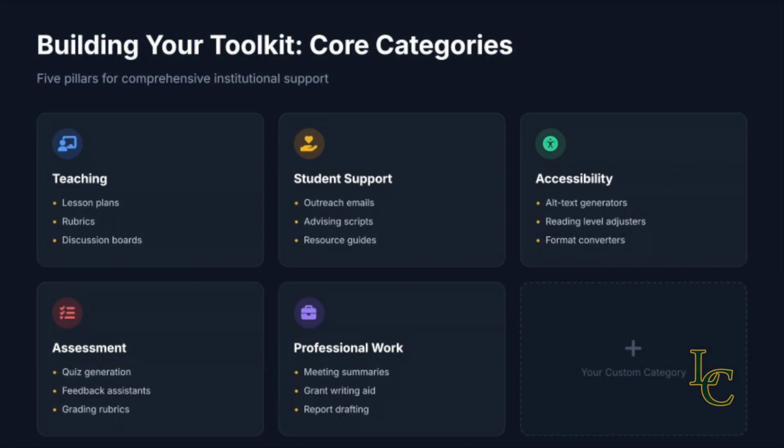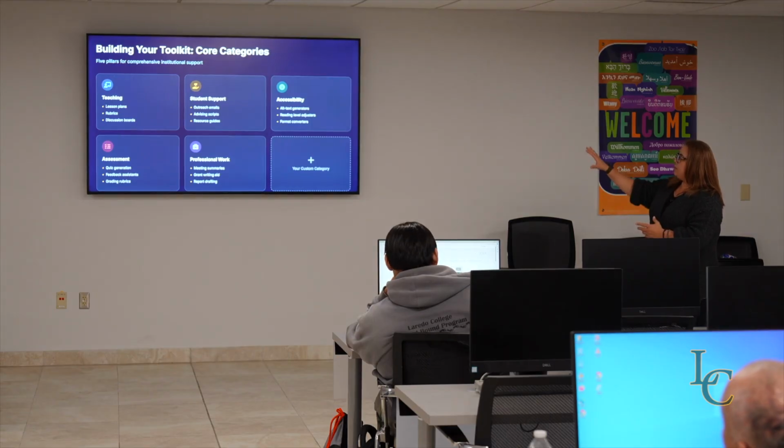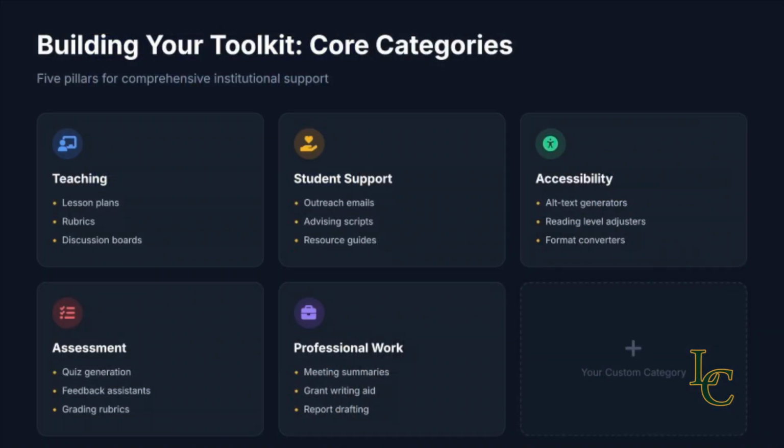So that's one. Professional work: meeting summaries, grant writing aid. Assessment: quiz generation, feedback assistance, grading rubrics is one way. And any other category that you may think of, but those would be something that could help you with that. And as you know, I try not to make it too long with anything.